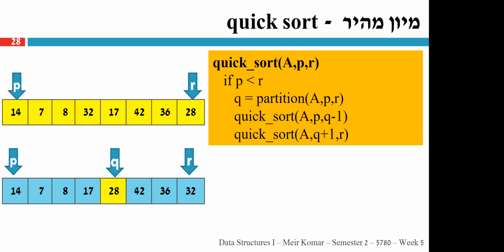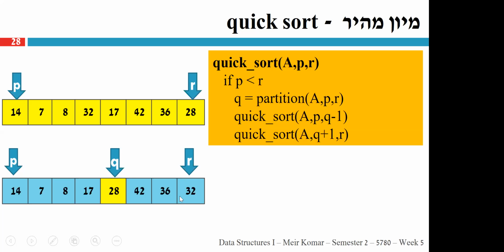Exactly. Take a look. What happened is that we put 28 in its place, but also something else. This partition algorithm, it's a fancy algorithm. And what does it do? It makes sure that all the numbers less than 28 are here, and all the values above 28 are here. And Q is in its place. So basically we're saying partition, divide it up, and now do a quick sort from P to Q minus 1, because Q is in its place. And then, after you finish that, do a quick sort on the other half, from Q plus 1 to R.